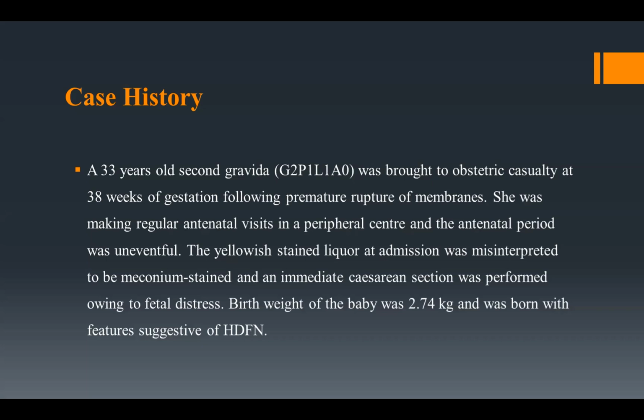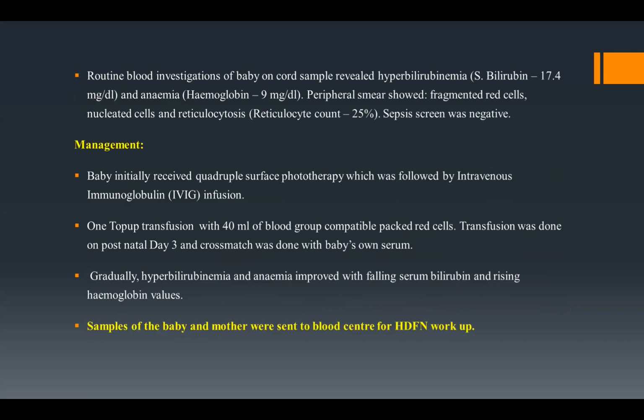After the cesarean section, a male baby with a birth weight of 2.74 kg was born with features suggestive of severe hemolytic disease of the fetus and newborn. Routine blood investigations were carried out on the cord blood sample. It revealed hyperbilirubinemia with a serum bilirubin of 17.4 mg/dL. There was anemia, and the hemoglobin was 9 g/dL. The peripheral smear showed features of hemolysis, like fragmented red cells, nucleated cells and reticulocytosis, and the retic count was 25% at that point of time. The sepsis screen of the baby was negative.